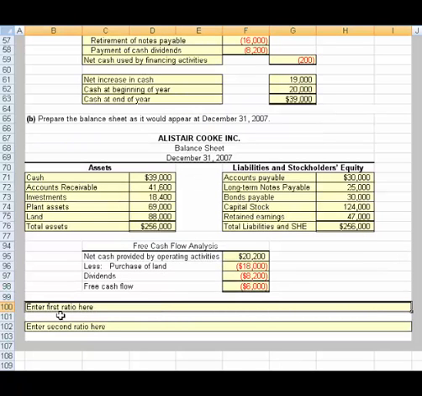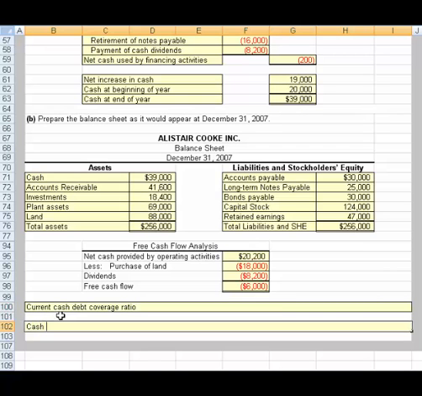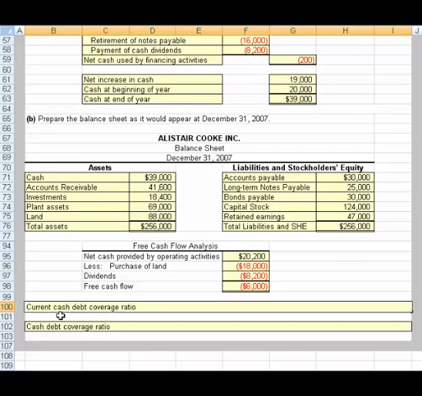All right, now I want to cover two ratios real quickly. I want to cover the current cash debt coverage ratio, and then I also want to cover the cash debt coverage ratio. In the interest of time, I think I'll just type in what these are. Okay, what you do with the current cash coverage ratio is you take the 20,200 of income from operating activities and you divide it by current debt, which is the accounts payable, right? Which was 30,000. It didn't change. Okay, so that equals a 0.67 to 1 ratio.